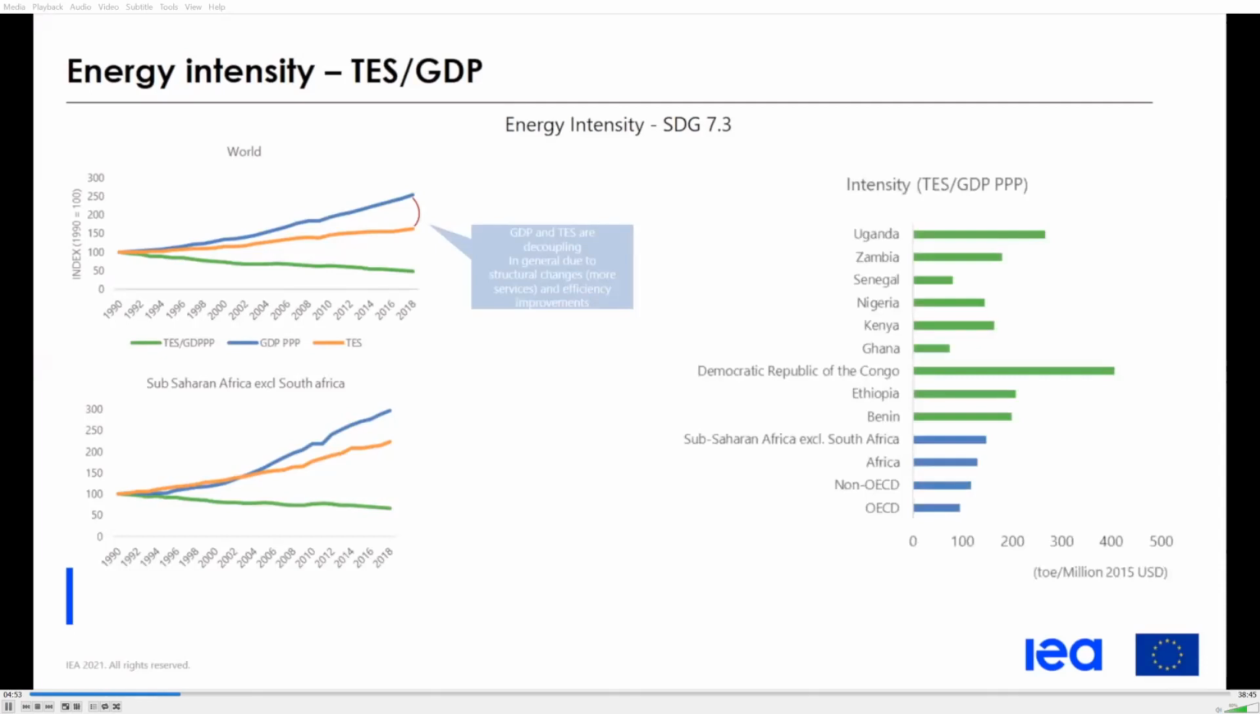We can also compare countries to see where each stands. In this graph on the right side, you can see that OECD countries are less energy intensive compared to non-OECD countries for the reasons I mentioned before. In sub-Saharan Africa, the differences between countries are quite large. Some countries, such as the Democratic Republic of Congo, are more energy intensive compared to Ghana.